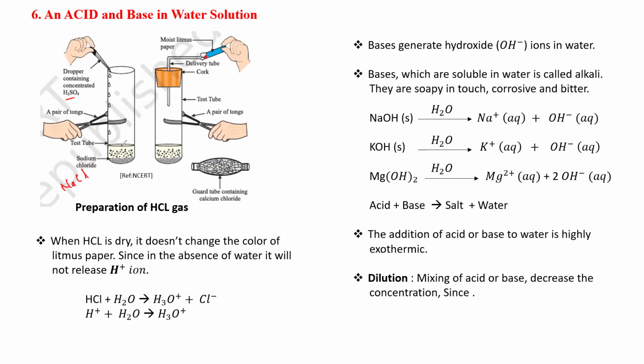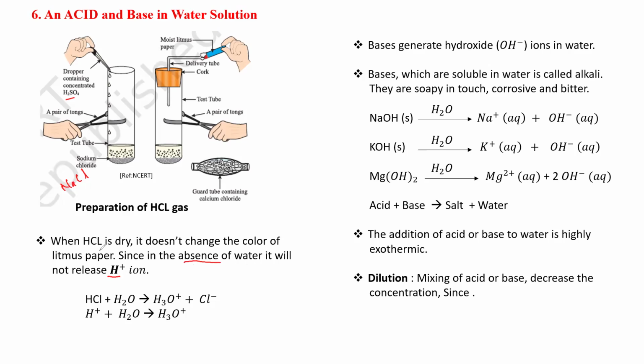So the evaluation of this HCl in this reaction: when we get the HCl, how do we check for its presence? If we have more moisture, then it is going to react with litmus paper, since only in the presence of water will it release the hydrogen ions. In the absence of water, it is not going to release the hydrogen ion. Who is not going to release?